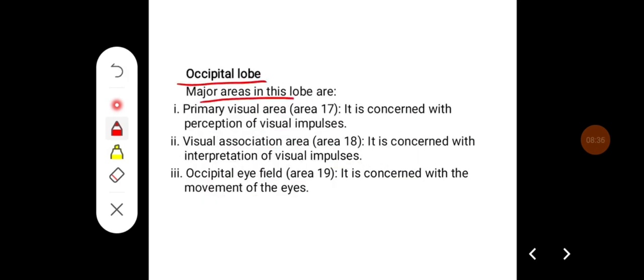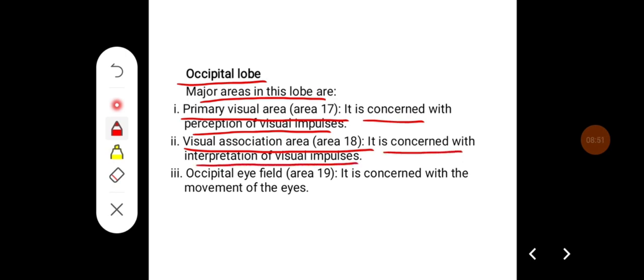Occipital lobe. The major areas of this lobe are primary visual area, that is area number 17, which is concerned with perception of visual impulses, whereas visual association area, that is area number 18, is concerned with interpretation of visual impulses, whereas occipital eye field, that is area 19, is concerned with movement of the eyes.